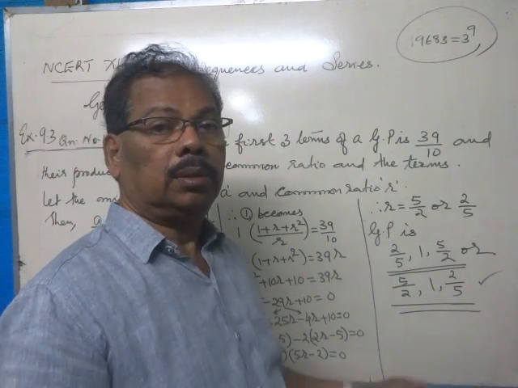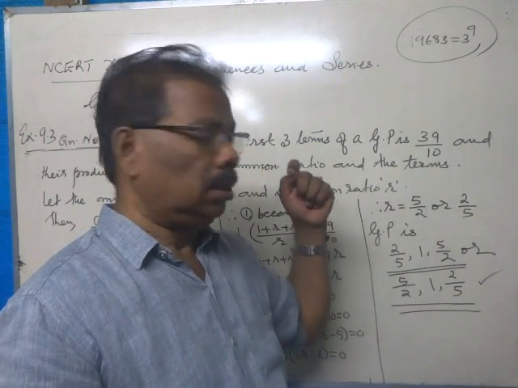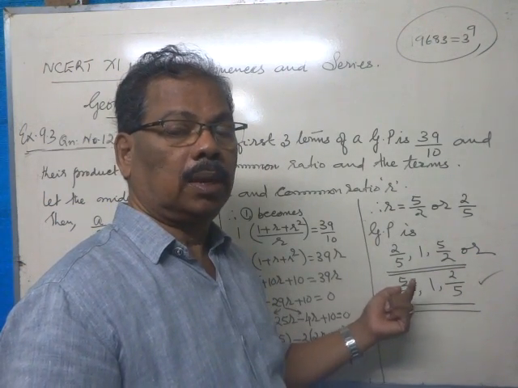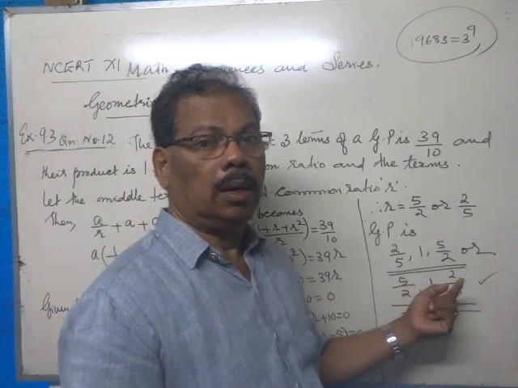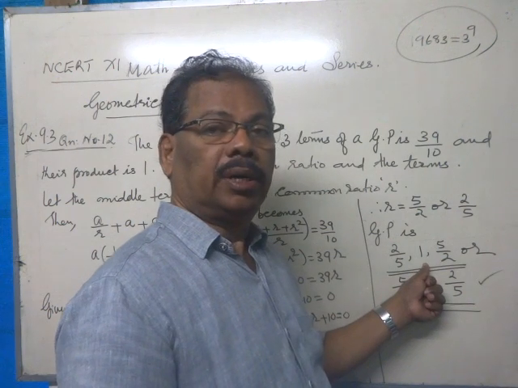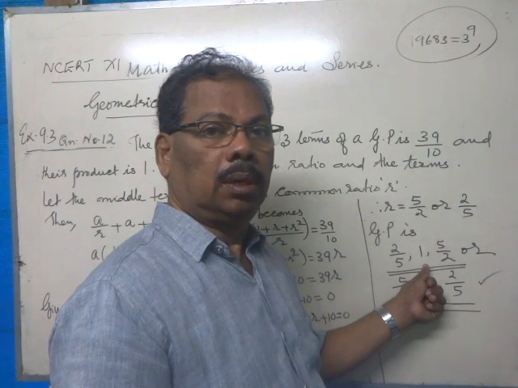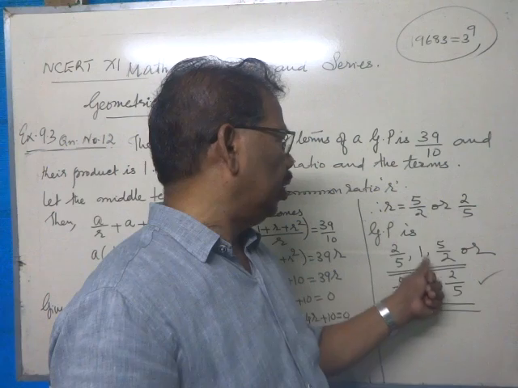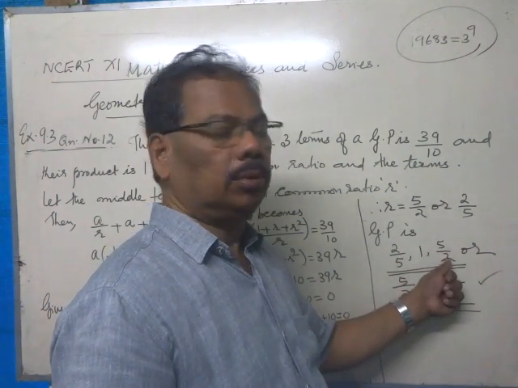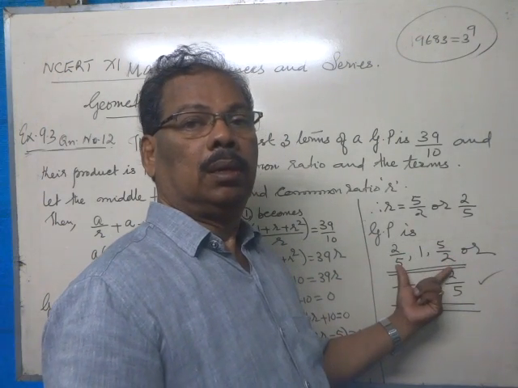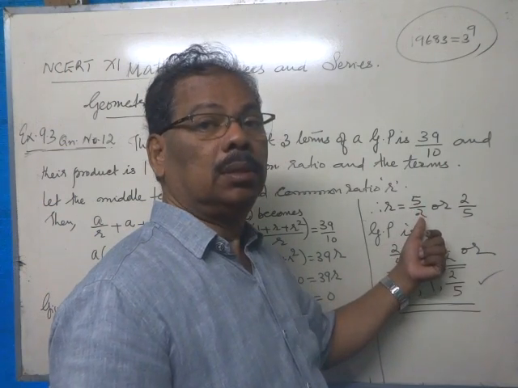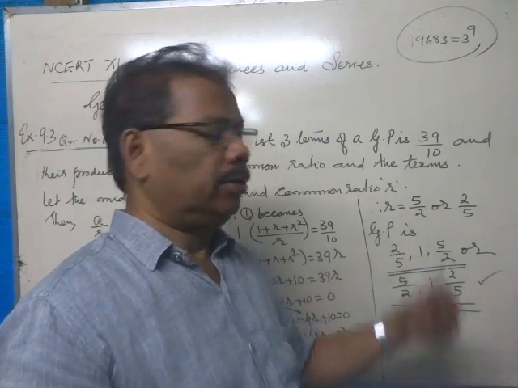You have chosen the sequence as A by R, A, AR, and the value of A is found to be 1. So the second term is fixed as 1. Dividing it by 5 by 2, we get 2 by 5. Multiplying it by 5 by 2, we get 5 by 2. So this can be the GP when 5 by 2 is taken as the common ratio.